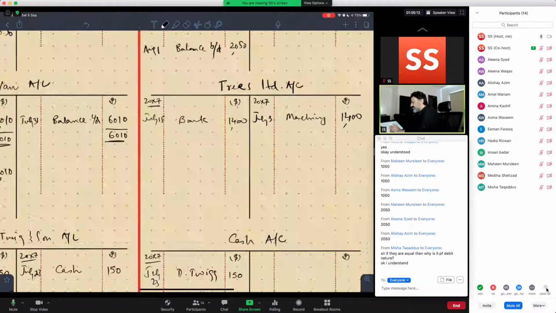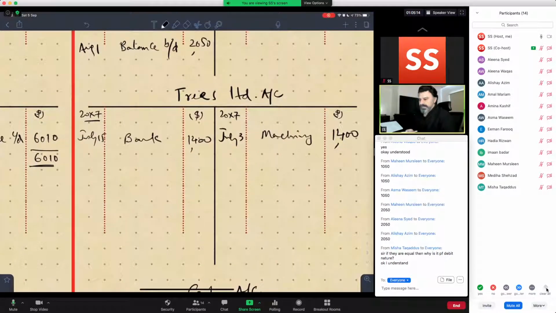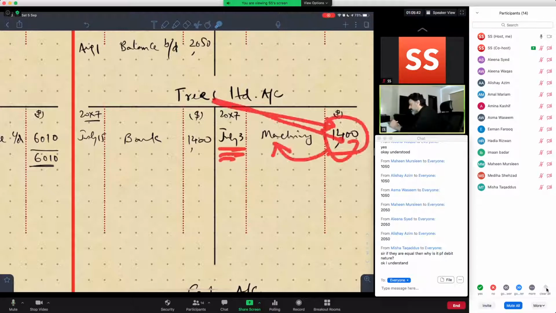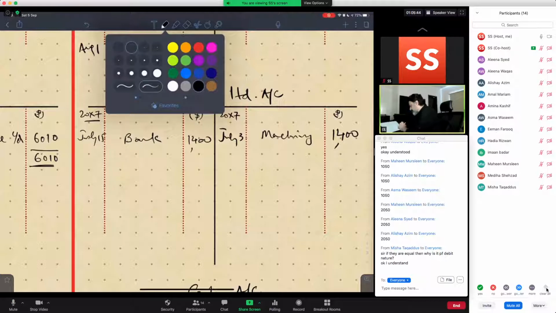Now, Trees Limited account has something peculiar. Okay, Misha, thank you. Trees Limited account is already balanced. There is no balance to be inserted on any of the sides. You can see the debit side and the credit side, and you can always connect the dots over here. On July the 3rd, Trees Limited account was credited by $1,400 because of the machinery. So Trees Limited account, आपकी liability थी, liability बढ़ रही थी. ठीक है, you can always use the same red arrows here, right?